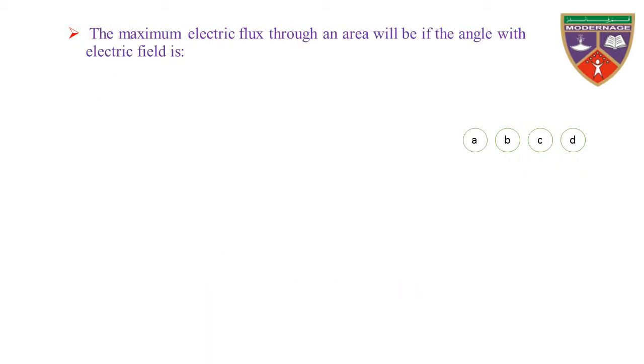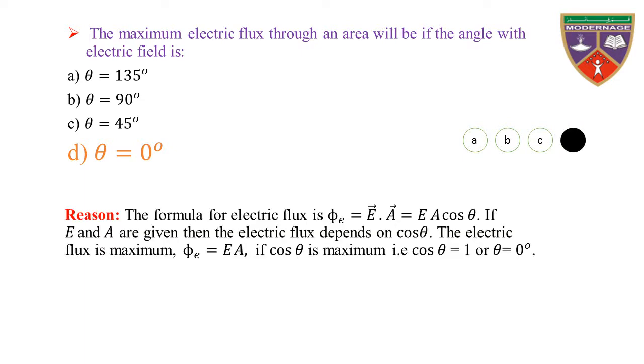The maximum electric flux through an area will be if the angle with the electric field is: option A, theta is equal to 135 degree; B, theta is equal to 90 degree; C, theta is equal to 45 degree; D, theta is equal to 0 degree. The key is theta is equal to 0 degree. Correct option is D. Reason.